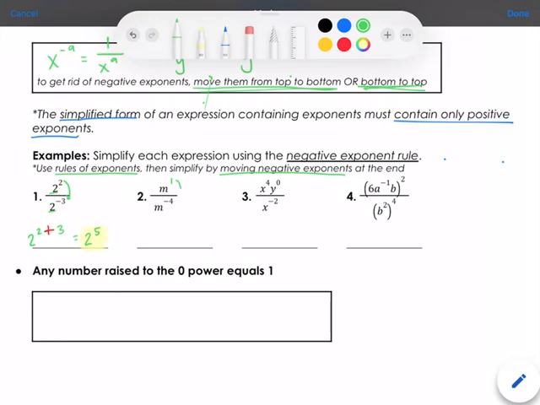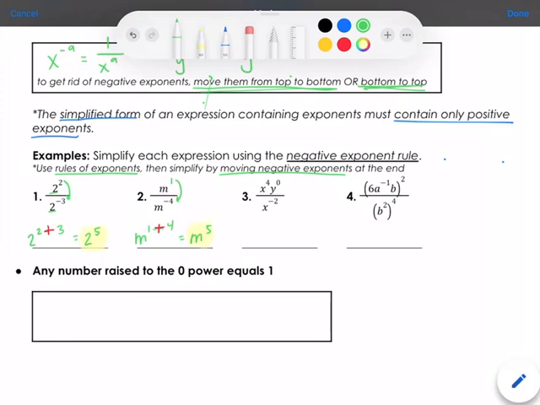On example number 2, I have m to the first over m to the negative 4. Once again, I'm going to use my quotient rule and subtract these exponents. So I have m to the first minus negative 4. Once again, I have a minus a negative, which becomes plus. So m to the 1 plus 4 gives me m to the 5th. There's no negatives, so I'm done.